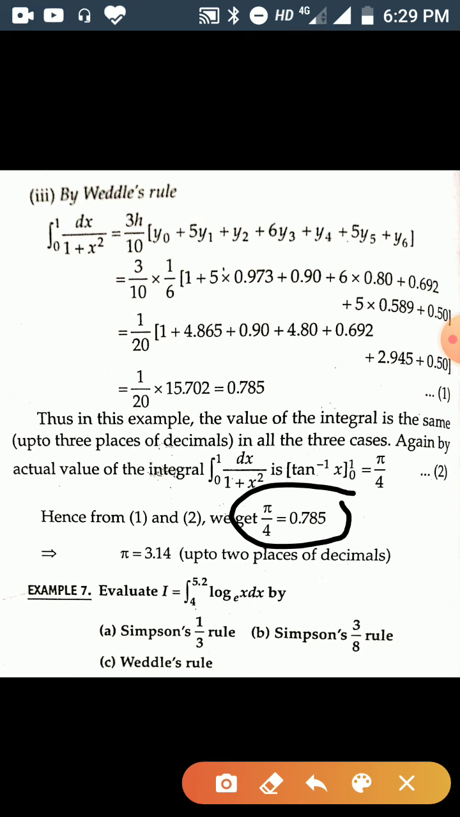One more example you have to practice. Integration 4 to 5.2 log base e x dx by Simpson's 1 by 3 rule, Simpson's 3 by 8 rule and Weddle's rule. Just apply the formula, make the table, put the values from the table and simplify it. And if you have any problem in simplifying, just ask me the questions. I am ready to solve.